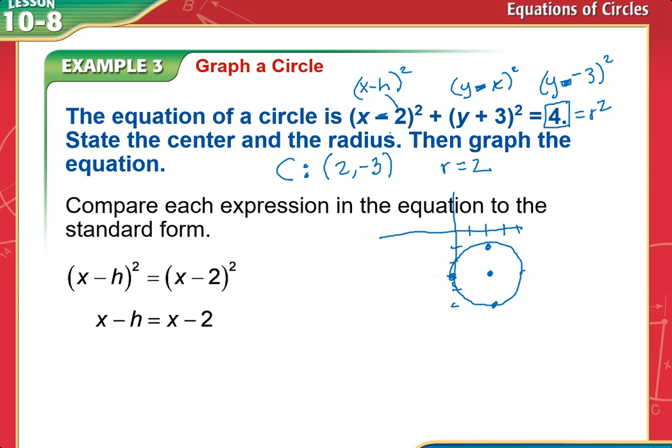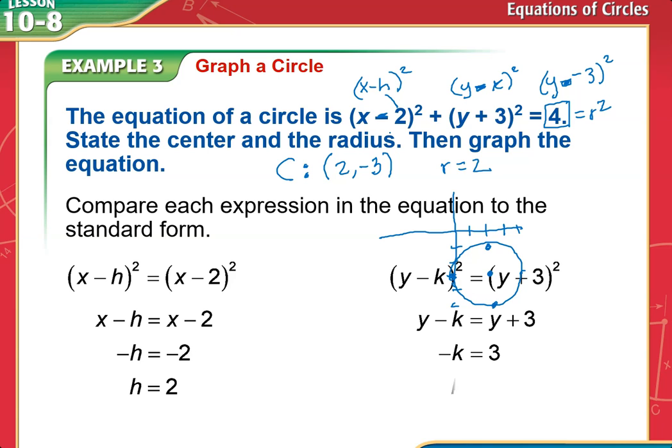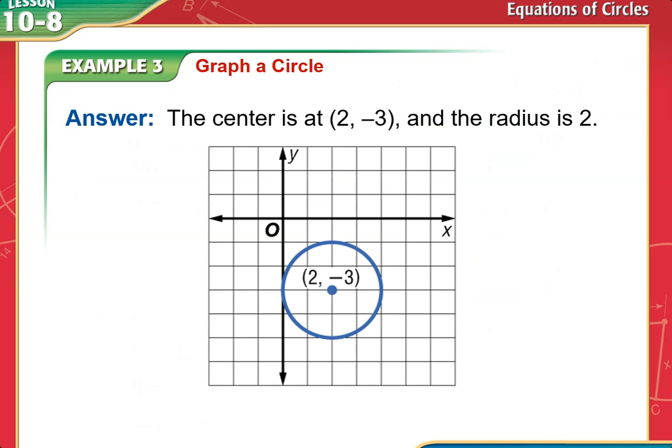So we compared them, we found our values. We have our h value of 2. We also have my k value of negative 3. So we got that. And we have r squared equals 4, therefore r is 2. And then there's my graph.